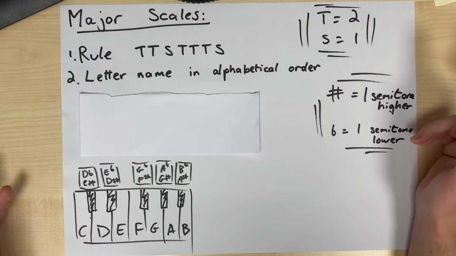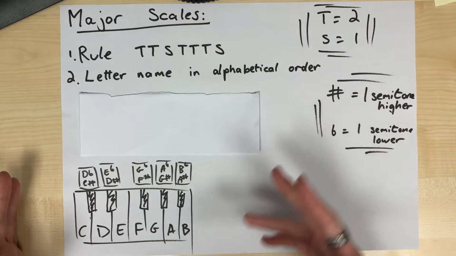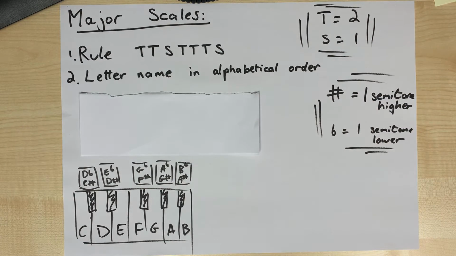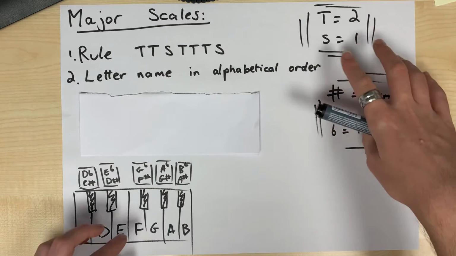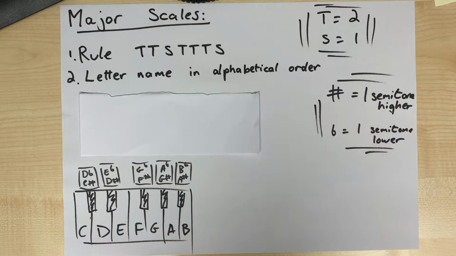Now, a major scale we know is a pattern of notes that goes from low to high, and major scales are what most of our music is made up of, either major scale or minor scale. Certainly music from the West, music that we tend to listen to on the radio, will be written in a major or a minor scale. So it's really important that you know this. The first rule to working out a major scale, once you have this knowledge and understand what's going on here, is that the rule is TTS, TTTS.